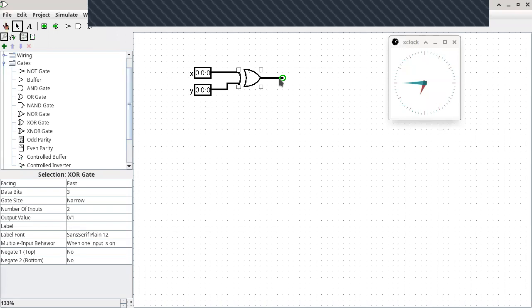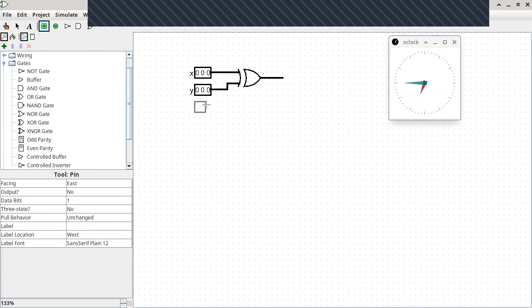But now we need to compute the K bits. The K bits is kind of a problem because it's staggered. K of 1 depends on x0, y0, q0, and k0, which we can assume to be a 0 in this case, but we can also have an input pin to represent k0. But the point is, there's no easy way for me to use a multi-bit gate to handle that.